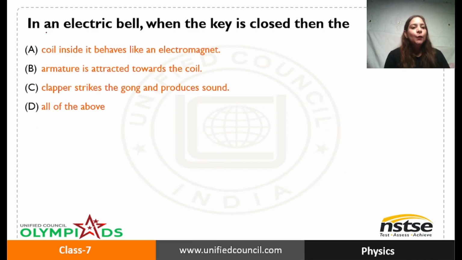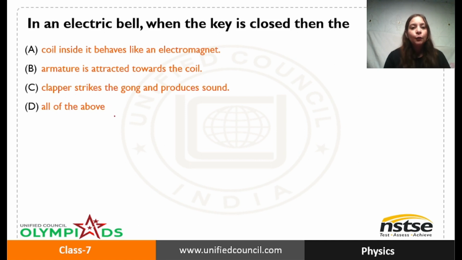Okay, next question. In an electric bell, when the key is closed, then we need to answer this. Option A says the coil inside it behaves like an electromagnet. Armature is attracted towards the coil. Clapper strikes the gong and produces sound. All of the above. And this says all of the above.